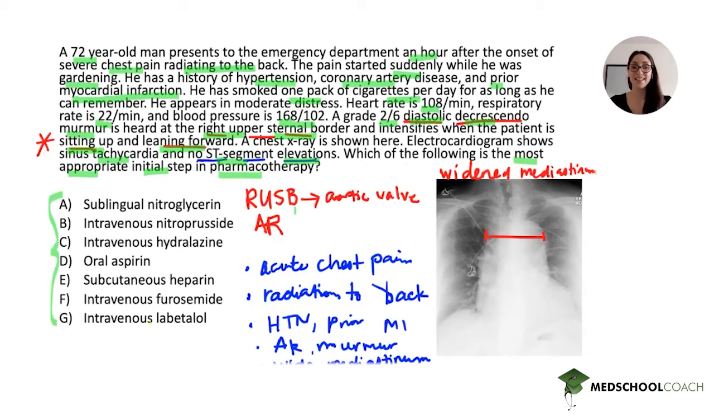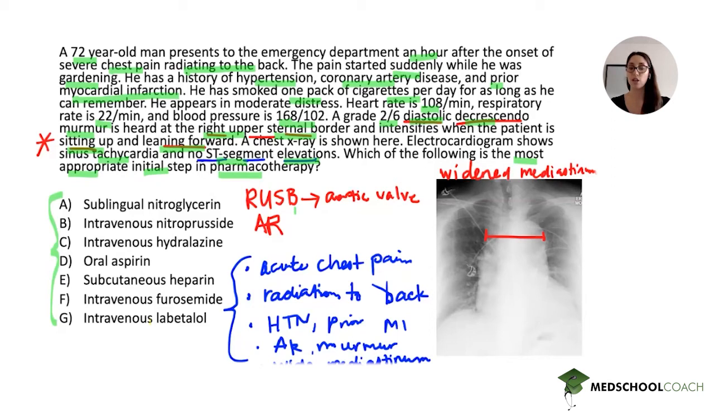And ultimately, this constellation of findings with acute sudden onset chest pain radiating to the back in a patient with very high blood pressure, a new aortic regurgitation murmur, and a wide mediastinum. This is the classic presentation for aortic dissection.